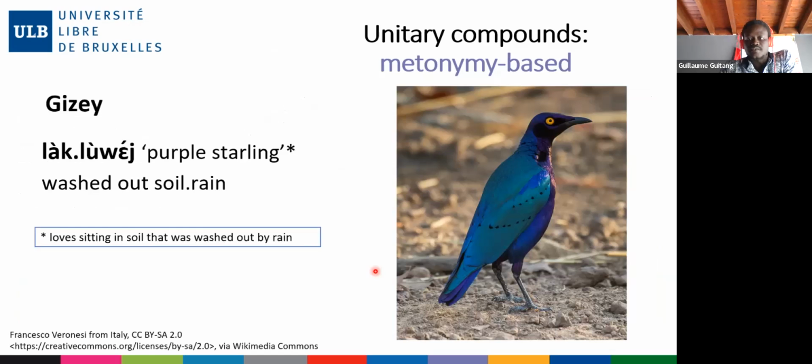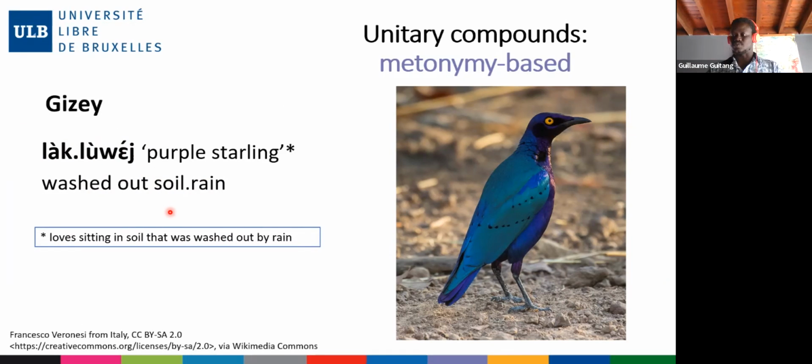Final example with the metonymy based one. So the purple starling, which loves sitting in soil that was washed out by rain. And so you have lak, which is soil. And then you have luay, which is rain. So also the projection of the feature of that bird onto the name.